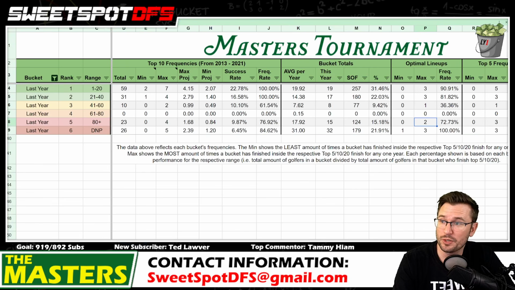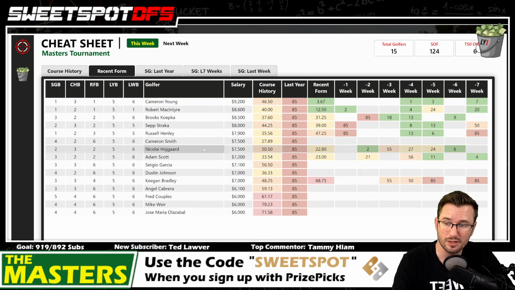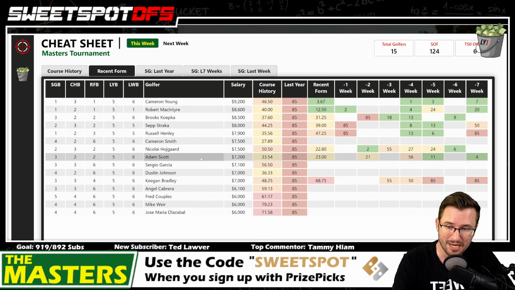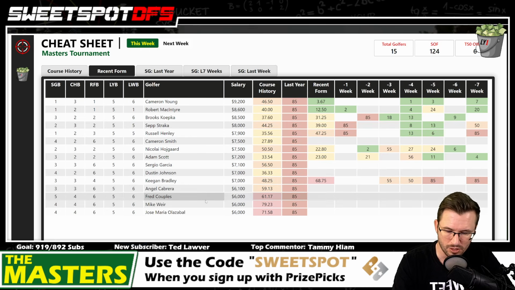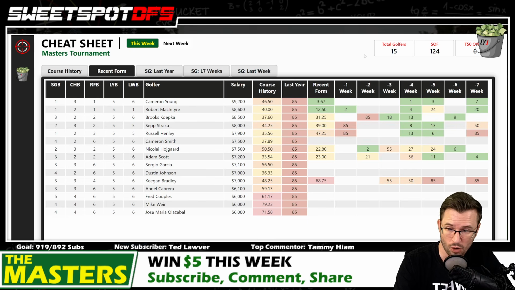So I think 0 to 2 is a fair projection, but look at the golfers in this bucket. Cam Young, Bobby Mack, Brooks Koepka, Sepp Straka, Russell Henley, Cam Smith, Nikolai Højgaard, Adam Scott, Sergio, DJ, Keegan, and then we get these low 6Ks that we don't really have to worry about. 15 golfers, ladies and gentlemen. There are more than 2 golfers that are noteworthy.